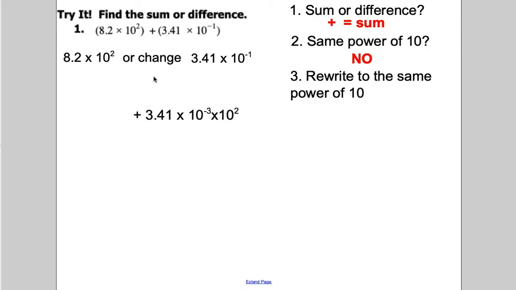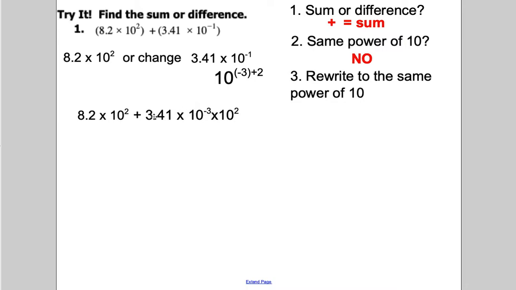3.41 times 10 to the -3 times 10 to the +2 will give me the matching exponent that I want. 10 to the -3 plus 2 makes the matching exponent here. Okay? So then when I go to solve this, now I have matching exponents.